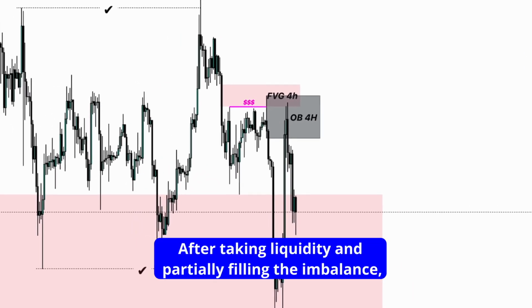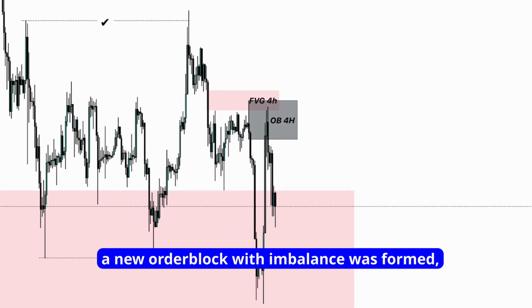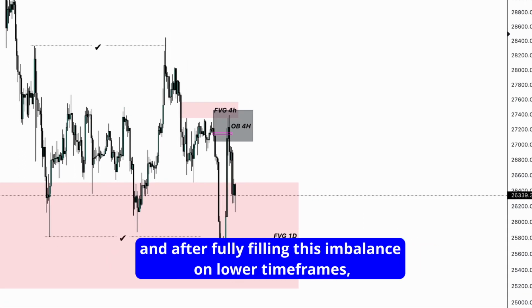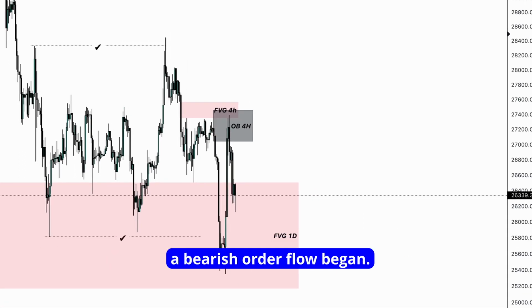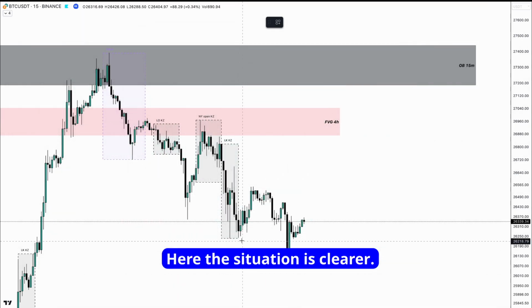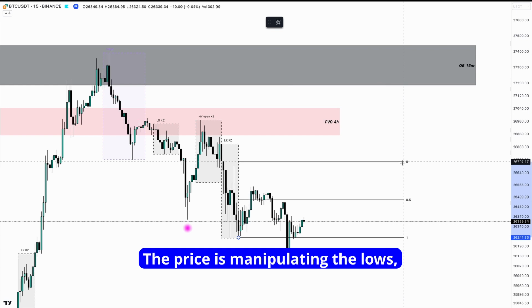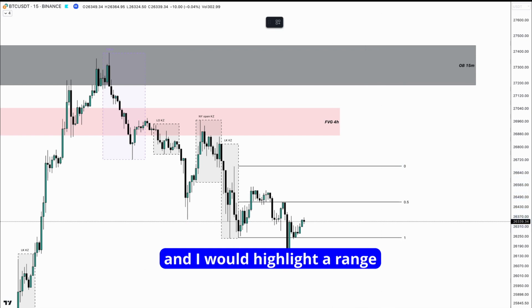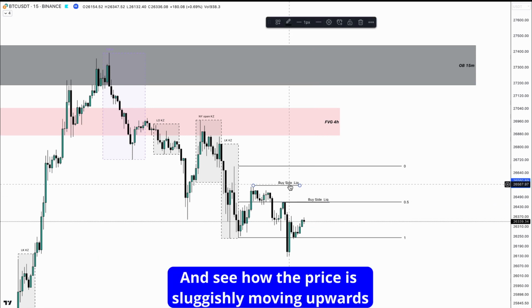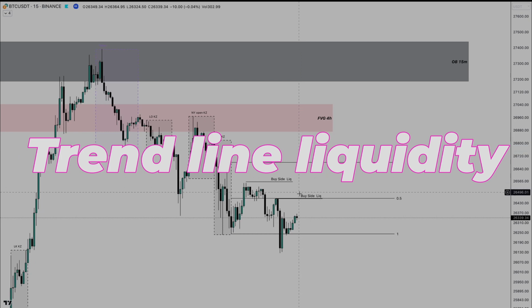After taking liquidity and partially filling the imbalance, a new order block with imbalance was formed, and after fully filling this imbalance on lower time frames, a bearish order flow began. On the hourly time frame, there were no points of interest, so we are now looking at the 15-minute time frame. Here the situation is clearer. The price is manipulating the lows, and I would highlight the range and deviation at the lower channel boundary.